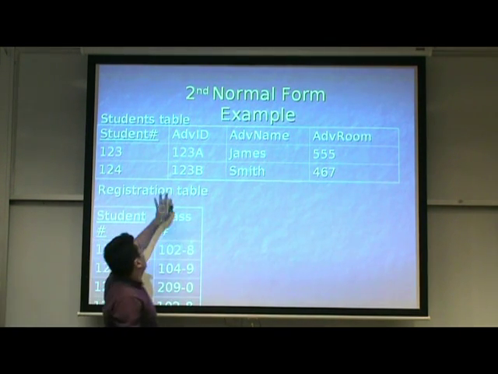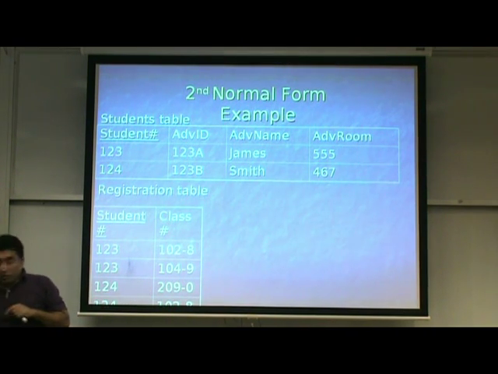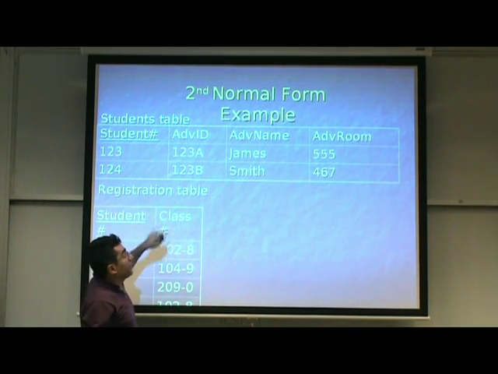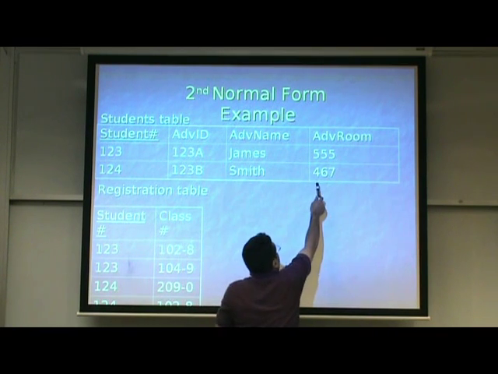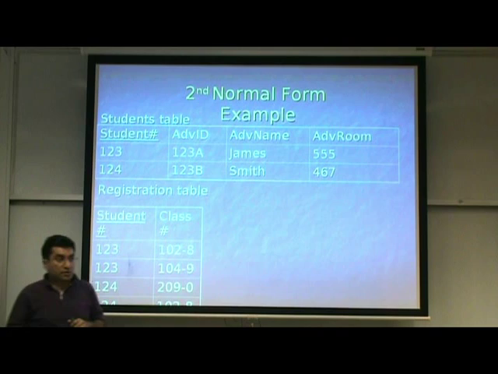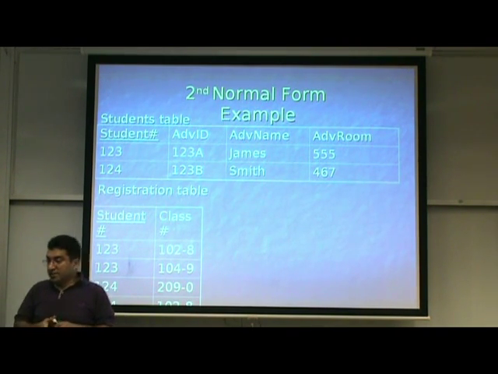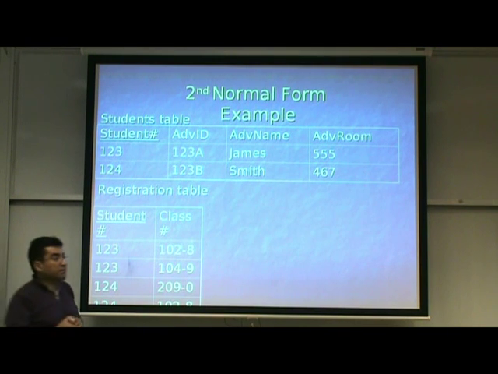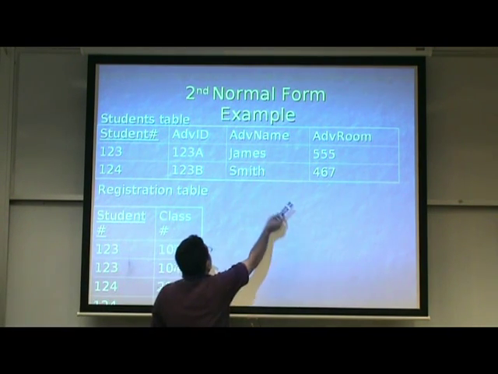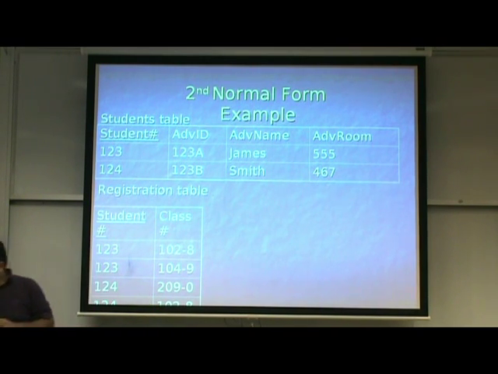Suppose that we choose these two attributes as primary key, okay? So if we choose this attribute as primary key, then advisor room can be depending on this value, which is advisor name. Also, advisor name can depend on advisor room and then depending on advisor ID. Therefore, these are called transitive dependencies.